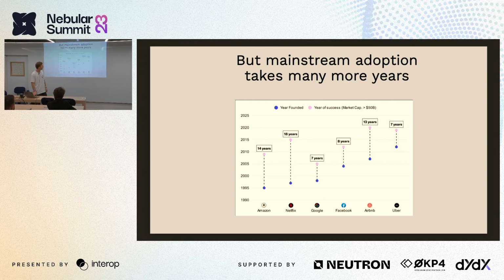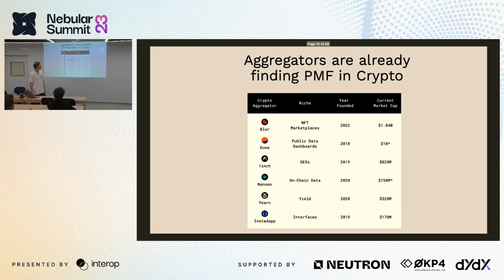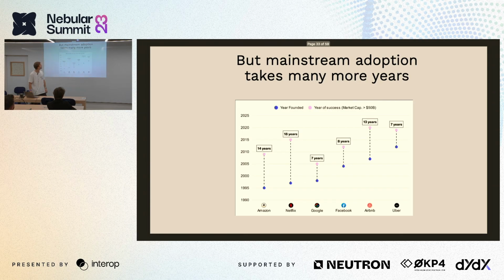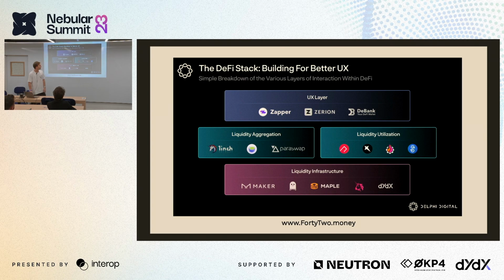But we've also seen by looking at some of the old Web 2 aggregators how long they take to reach huge market caps. The earliest here took 7 years to reach, I guess, a 50 billion market cap from founding. And these were founded in '95, for example, Amazon. And if we look at the crypto aggregators, they're only about 3 to 4 years old at max at the moment. This was taken from the Delphi Digital report for 2023. One of their big trends for crypto was making easy UX across crypto, or a front end for DeFi, is what they called it. And they broke it down.